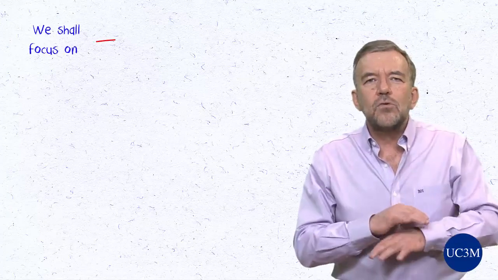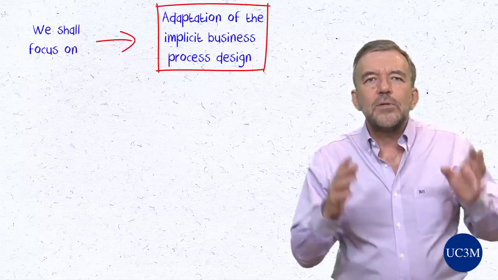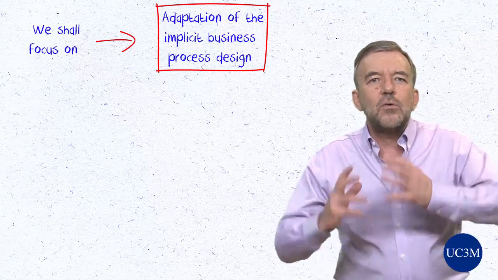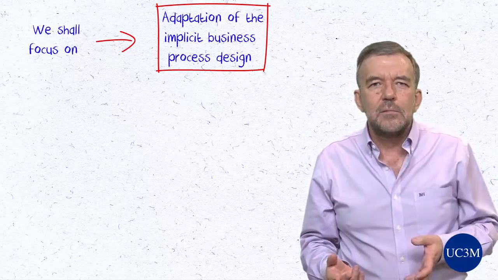now move on to discuss the other side of the coin, the adaptation of the business process design implicit in a management information system. Here, we shall focus squarely on the discussion of the adaptation of the implicit business process design. That is, the way in which the work will be conducted.